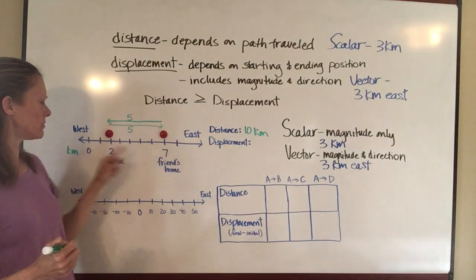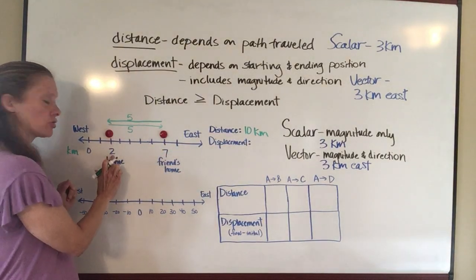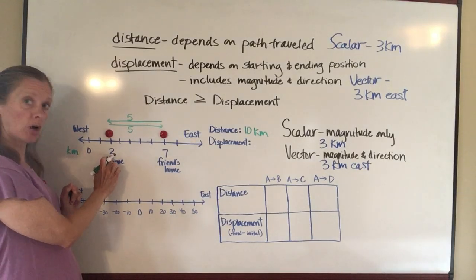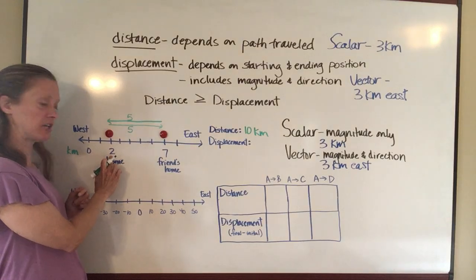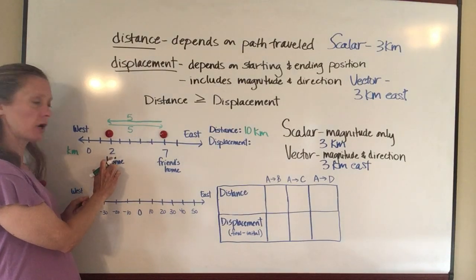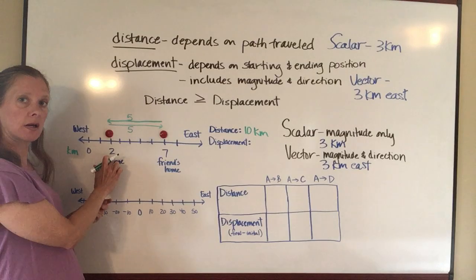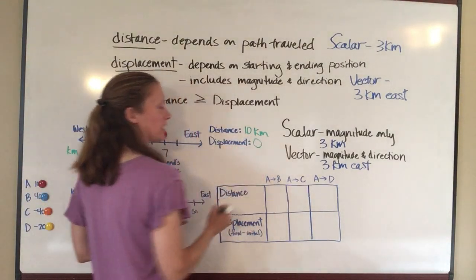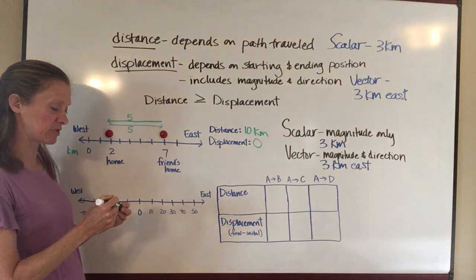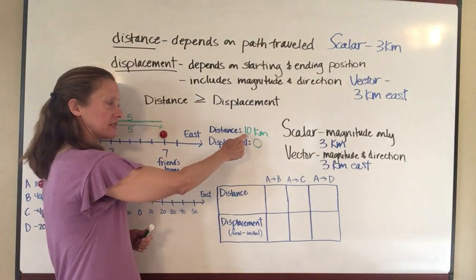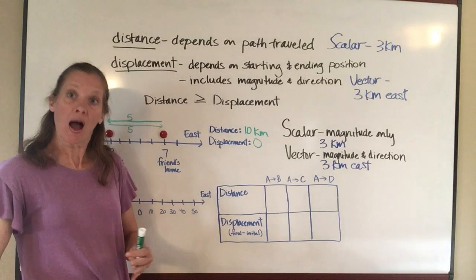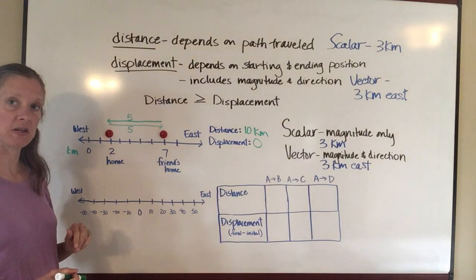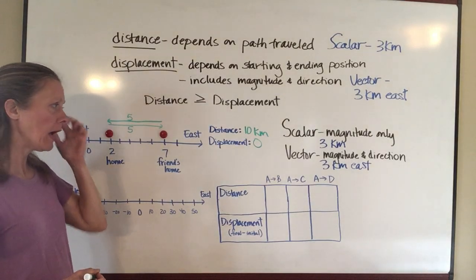Your displacement, though, depends on your starting point and your ending point. Well, here's where I started, but this is also where I ended at the end of my journey. At the end of the day, I ended up right back at home. So based on starting and ending point, I didn't have any displacement because I ended up back in exactly the same spot. I may have logged a lot of steps on my phone for the day, but actually displacement ended up being 0. Okay?